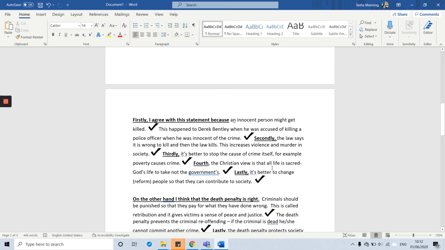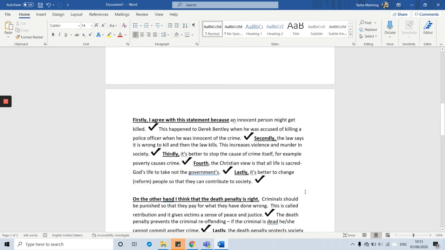Fourth, the Christian view is that all life is sacred, it's God's life to take, not the government's. Mark there. And lastly, it's better to change, the word for that is reform, people so that they can contribute in society. If you didn't put the word reform, you would have still got the mark. And so notice so far, we've already got 1, 2, 3, 4, 5, 6 marks out of 8. Okay, and then you go on to the second part of the answer.